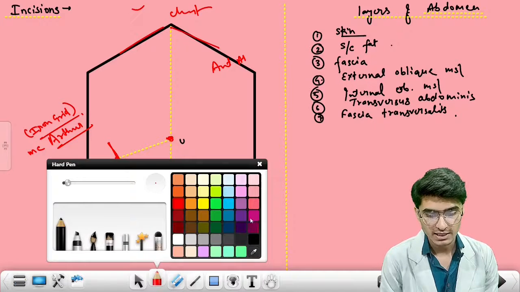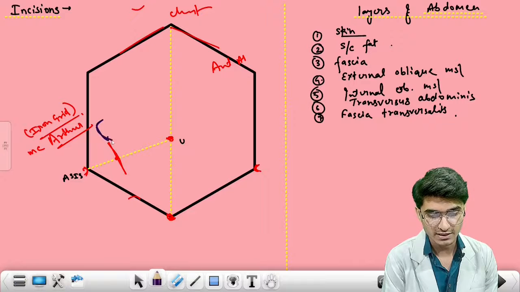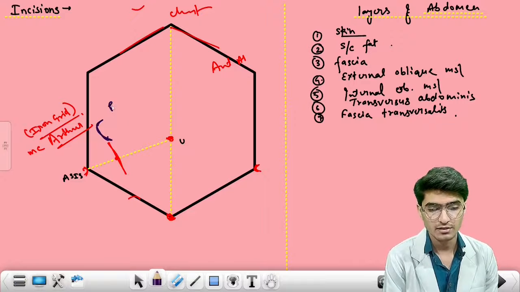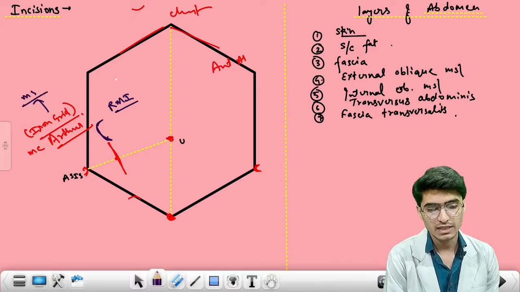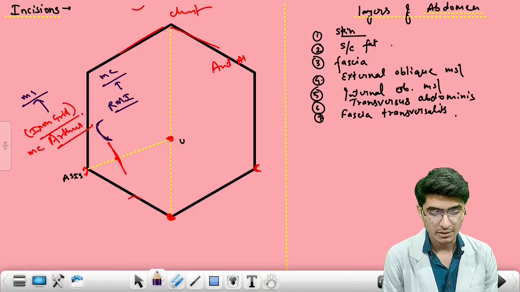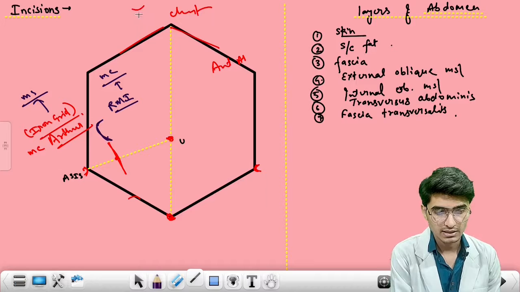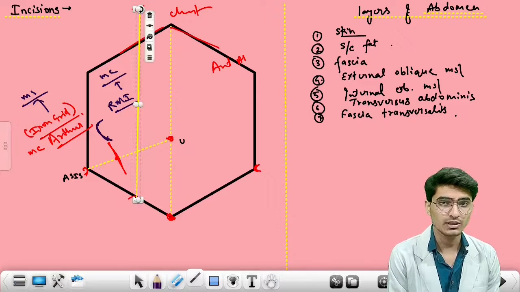And if we extend that superiorly and laterally, like that, that is called the Rutherford Morrison incision here. So this is the muscle splitting incision, and that is the muscle cutting incision. What are these? We will discuss subsequently, but now we will go for the third incision present here. That is, this is a line, that is the line joining the two landmarks.